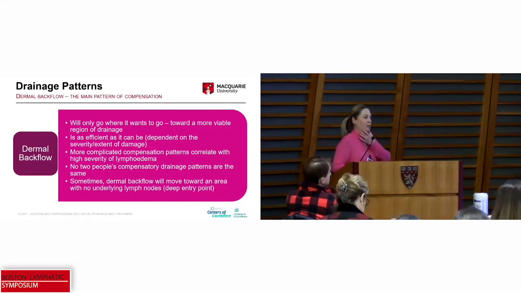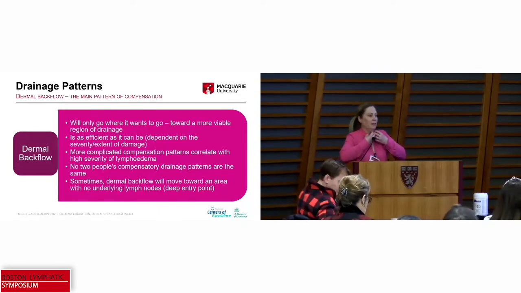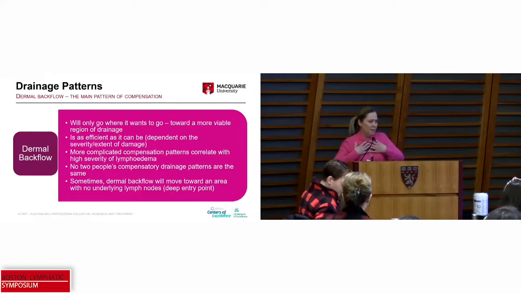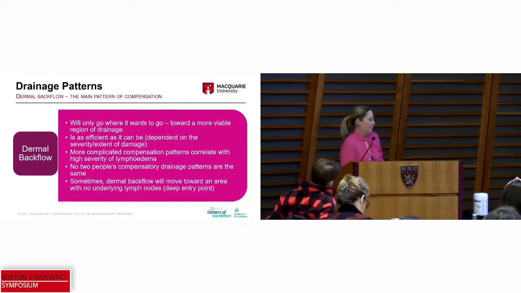And you saw that in Fiona's presentation, that depending on the severity of treatment, if there's a viable region or a nearby collector vessel, that's the first place it will go. And again, it moves towards an area of least resistance. So it will move towards a collector vessel if it can, and that's dependent on the extent of treatment or the extent of the damage to the system. More complicated compensatory patterns correlate with a high severity of lymphedema, and we've covered that this morning already. No two people's compensatory drainage is the same.